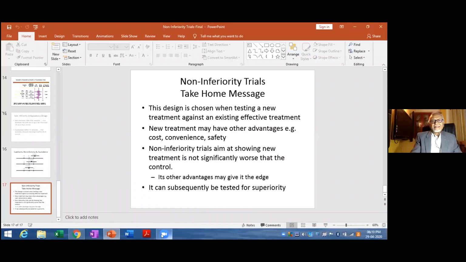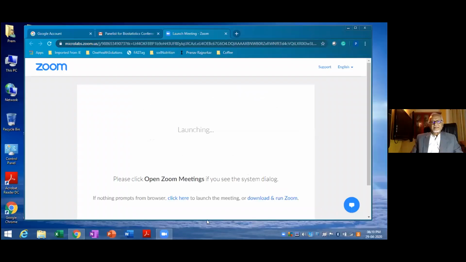Yes, sir, thank you for making us understand the non-inferiority trial design. We'll take up questions. Is there any specific cutoff for the lower limit of the non-inferiority margin? Any specific cutoff?